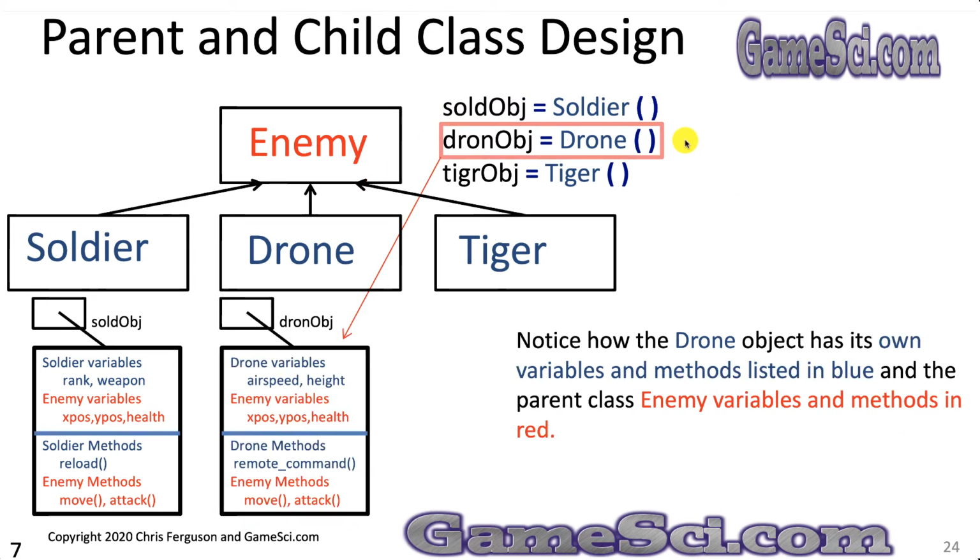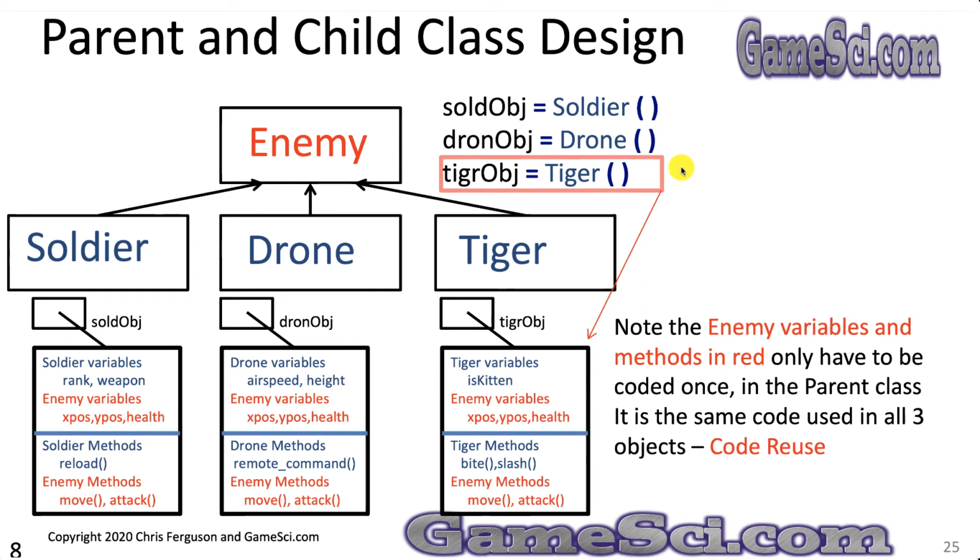Drone object equals drone. Notice how the drone object has its own variables and methods like airspeed and height, that's in blue, and remote command, that's in blue. And it has variables and methods from the parent class, xpos, ypos, health. All of that was inherited from enemy. The methods move and attack, inherited from enemy. We put the ones that the child class created in blue and the ones inherited from the parent class in red. Tiger object equals tiger. We'll build a tiger object with everything it has and assign the result to the tiger object reference variable.